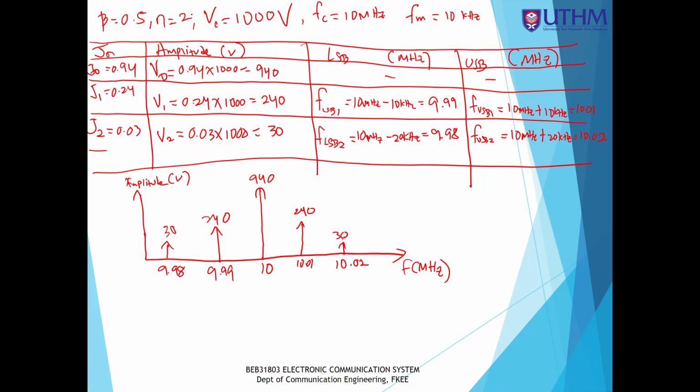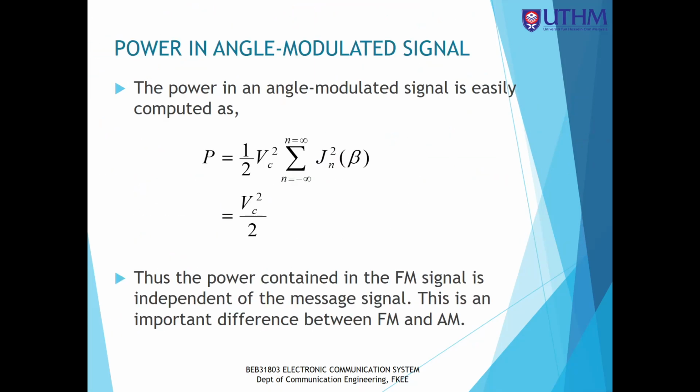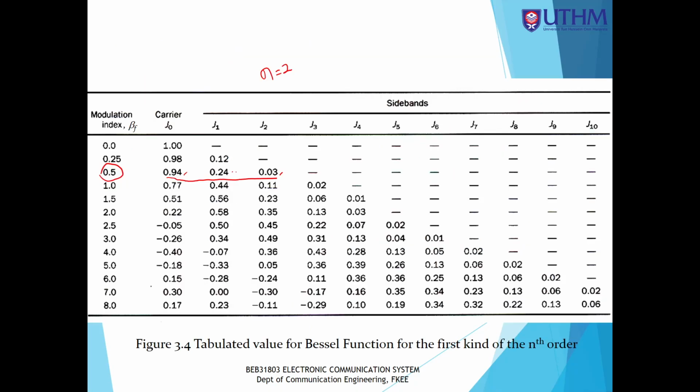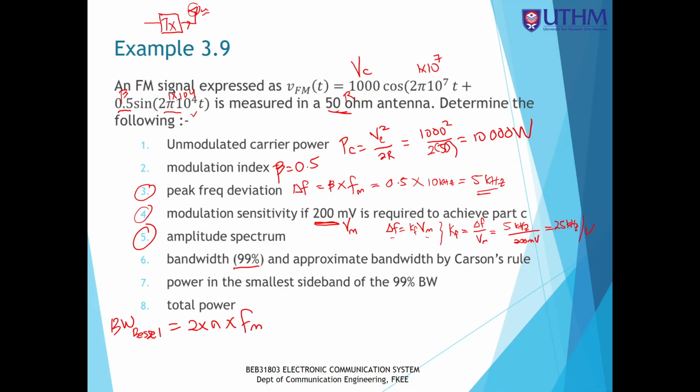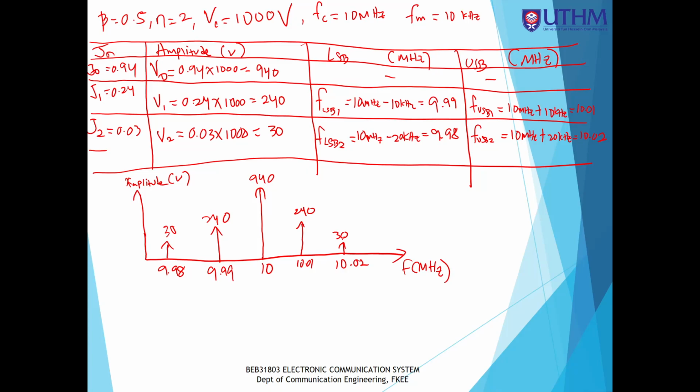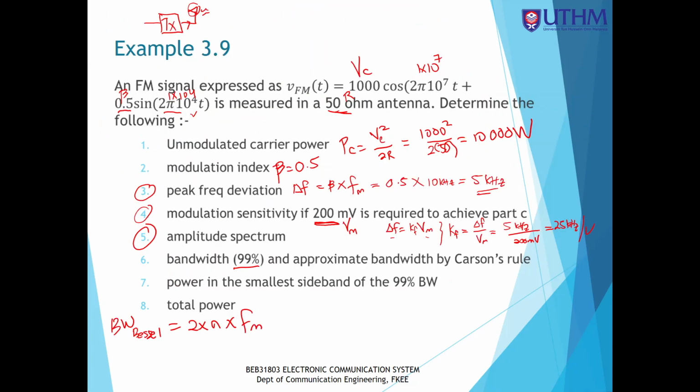Why did nobody correct me about this? The number of significant sidebands is 2, according to the Bessel table. Sorry, I made a mistake previously. So the number of significant sidebands is equal to 2, multiplied with Fm. This is equal to 2 times 2 multiplied with 10 kilohertz, so this is 40 kilohertz.